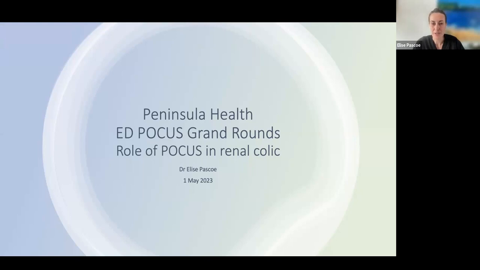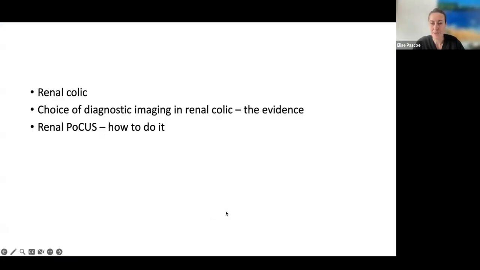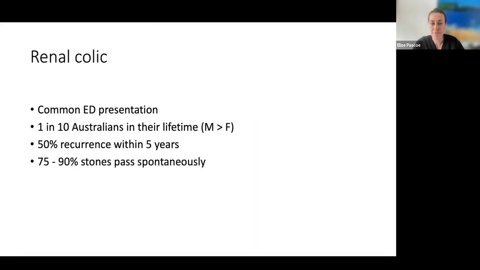So what we are going to talk about today is renal colic. We're going to just briefly go through a little bit of standard med school style pathology. Then we're going to talk about choice of diagnostic imaging in renal colic, the evidence around it, and how we might use renal ultrasound point of care in ED in obvious renal colic. And then we'll talk about how to actually do point of care ultrasound with kidneys.